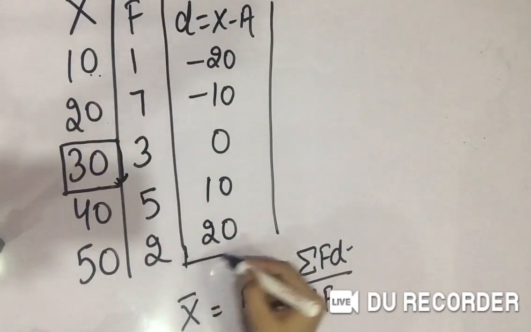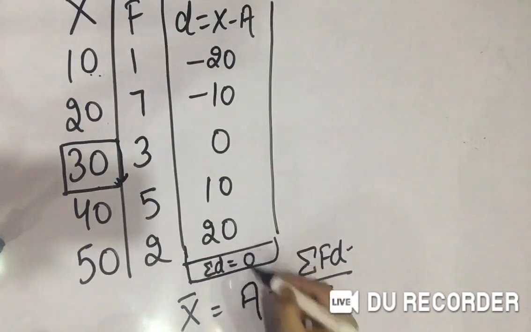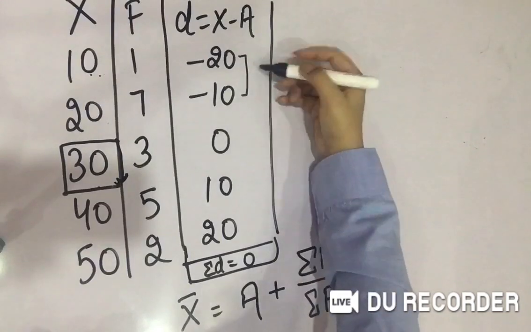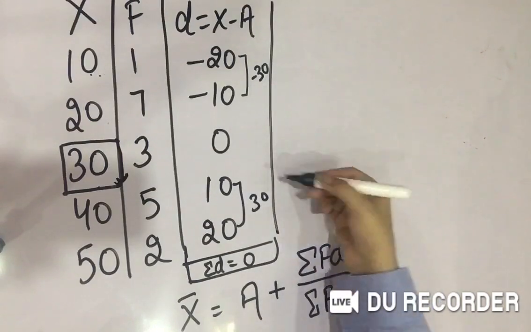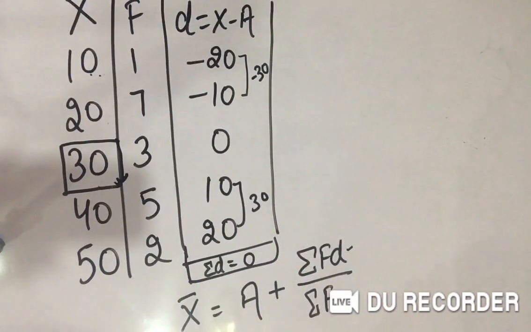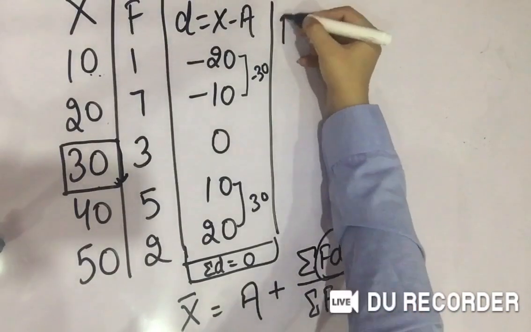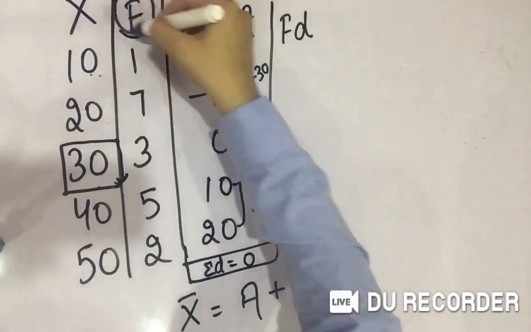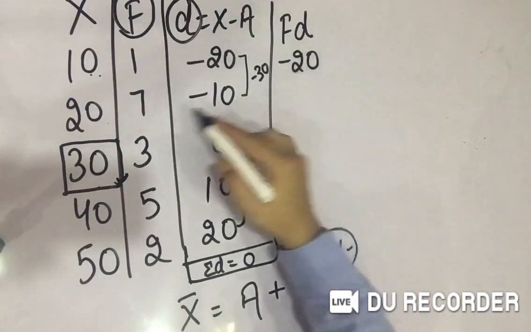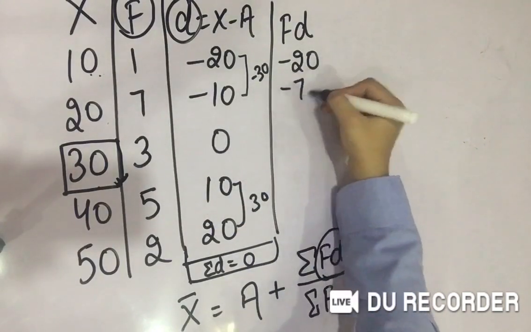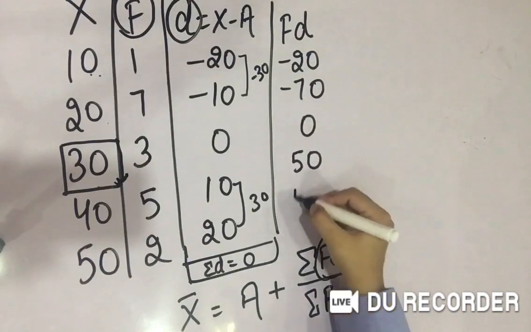So you can verify that summation D will be equal to 0. See, minus 20 and minus 10 is minus 30 and this is 30. Plus minus cancel, so will be 0. Okay, next is we require FD. As per the formula, we require FD. Means frequency into deviation. 1 into minus 20, this will be minus 20. 7 into minus 10, minus 70, 0, 50 and 40.